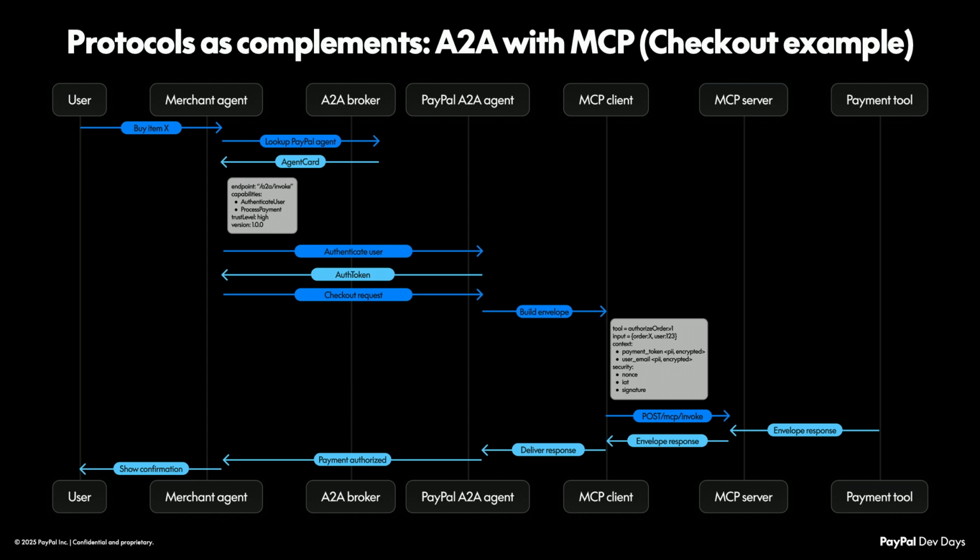But in the broader stroke, you could think of the protocols as complements, so how A2A actually complements the MCP protocol. And here you have an example. So the user actually calls the merchant's agent to buy a certain item.